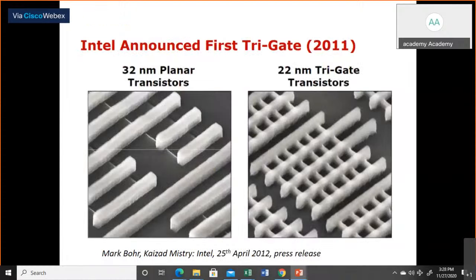Okay, and these are some pictures of the tri-gate technology Intel introduced in 2011. You can see some pictures. This is the 32 nanometer planar transistor and the 22 nanometer tri-gate transistor, the two different ones. You can see the difference between tri-gate and planar with this picture. Tri-gate is sometimes also called the 3D transistor.